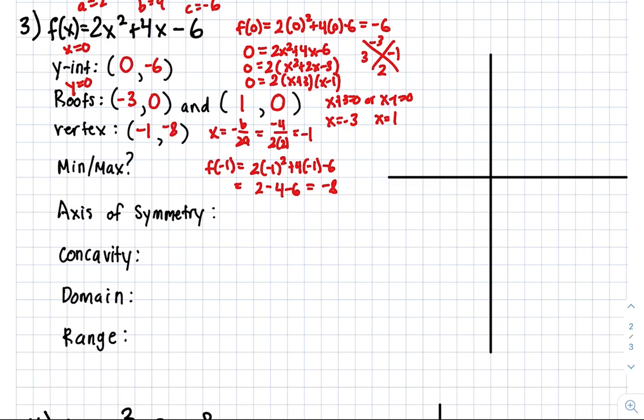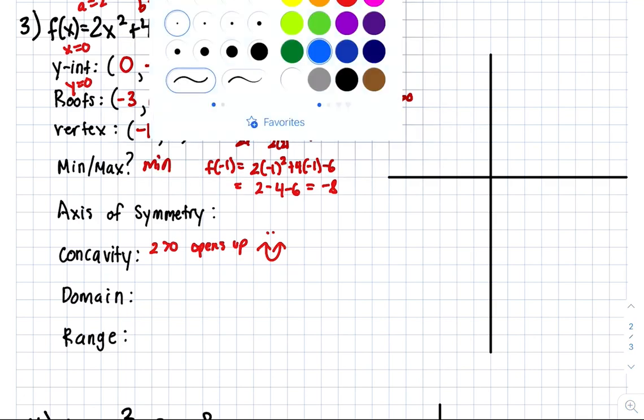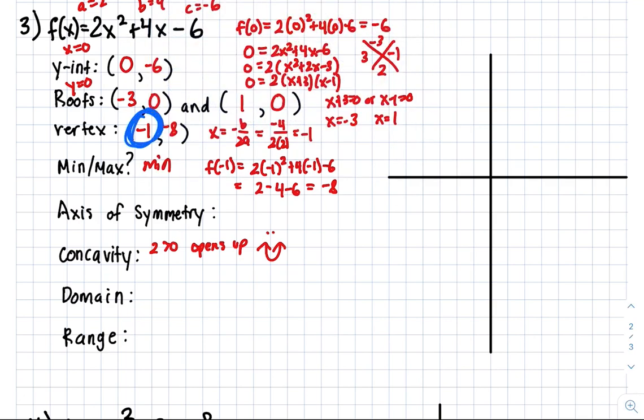So negative 1 comma negative 8 is our vertex. Okay, concavity. So you guys know your a value is 2, and that's greater than 0, right? So that opens up, which means you're going to get a happy face, and that is where you're going to get a minimum. And your axis of symmetry is the x-coordinate of your vertex, and it's a vertical line, so x equals negative 1.